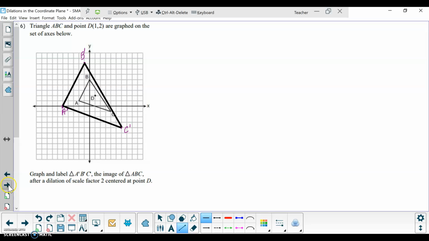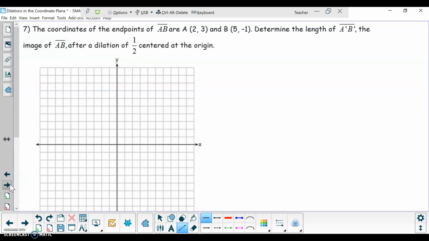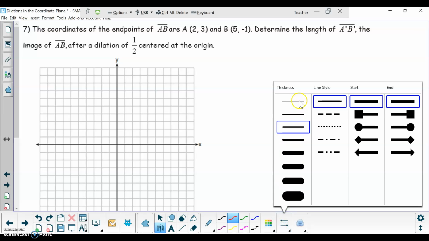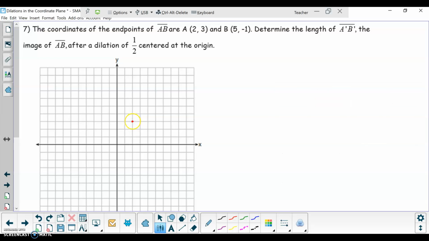All right, number 7. Number 7 says the coordinates for segment AB are given. Determine the length of A prime B prime, the image of AB after a dilation of 1/2 centered at the origin. There are a couple of ways that we can think about this question. First I'm going to graph segment AB. A has coordinates 2, 3, and B has coordinates 5, negative 1.